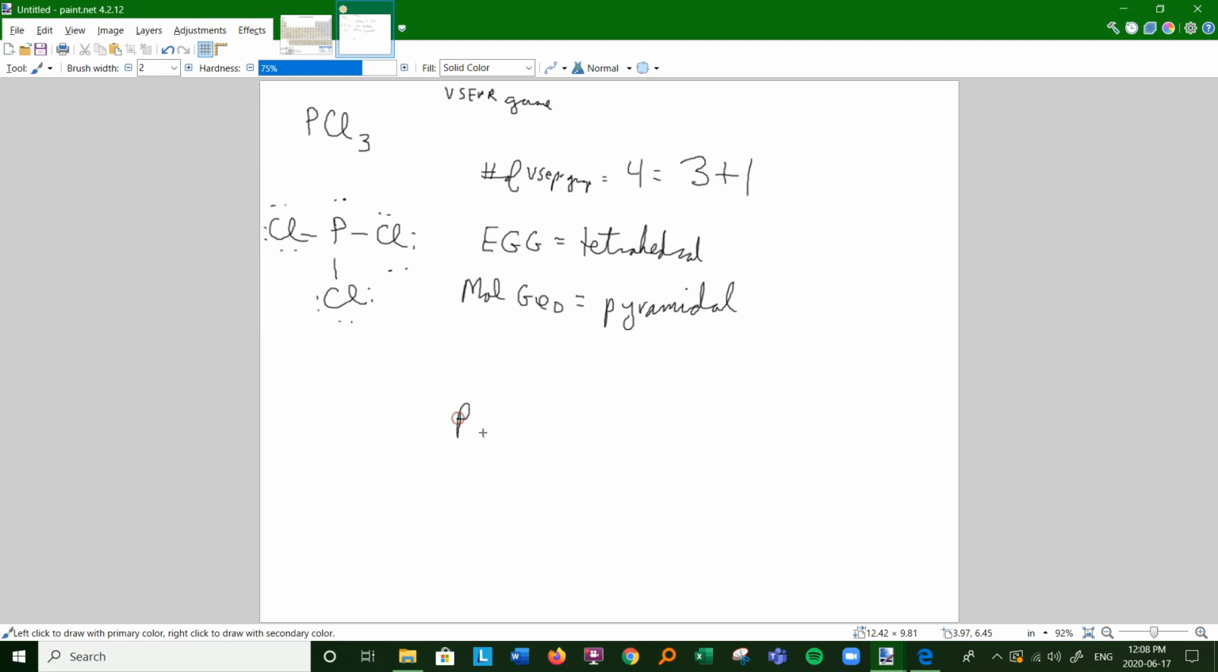So I'm going to have phosphorus, I'm going to have a lone pair. Often in these drawings you draw the lone pair in this little balloon. Chlorine here, I won't bother with the lone pairs on the ligands. A chlorine coming out and a chlorine going back. Okay, so PCl3 is an example of a pyramidal molecular geometry and a tetrahedral EGG. Ammonia is another example of exactly the same thing: a pyramidal molecular geometry and a tetrahedral EGG.